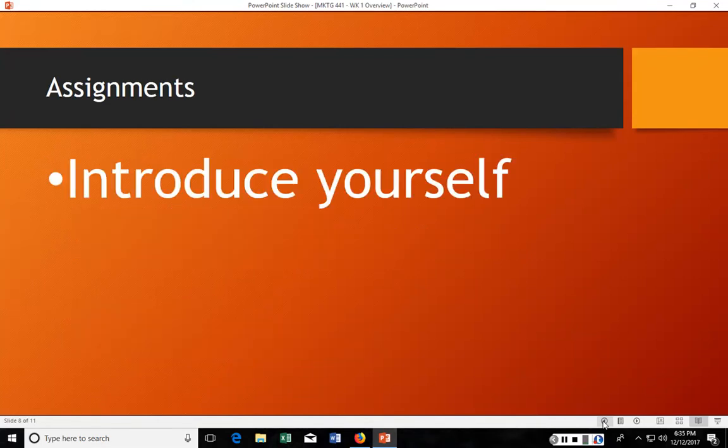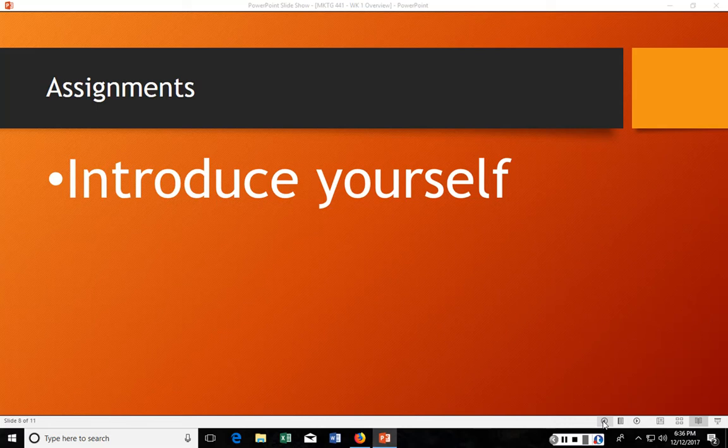The other piece in week 1 is a discussion board. There are a couple of elements to the discussion board. The first one is you're just going to introduce yourself. I believe that's by day 2 of week 1. You want to introduce yourself because we don't know you, and we'd like to get to know a little bit about who's joining us.